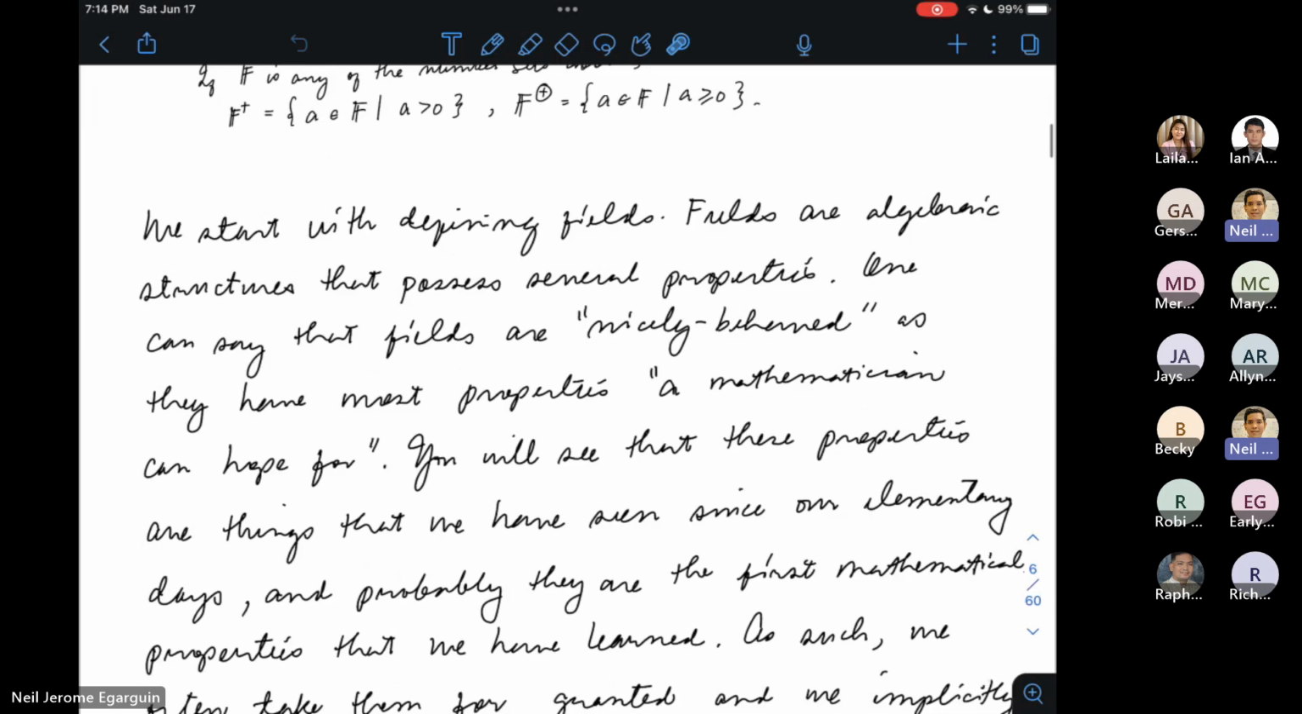Now we'll start defining what fields are. Fields are essentially algebraic structures that possess several properties. What are these nice properties? These are the properties that make them well-behaved, because ito yung mga properties na nag-a-allow sa atin na gawin yung mga bagay na itinuro sa atin since elementary. In particular, this allows us to solve for linear equations.